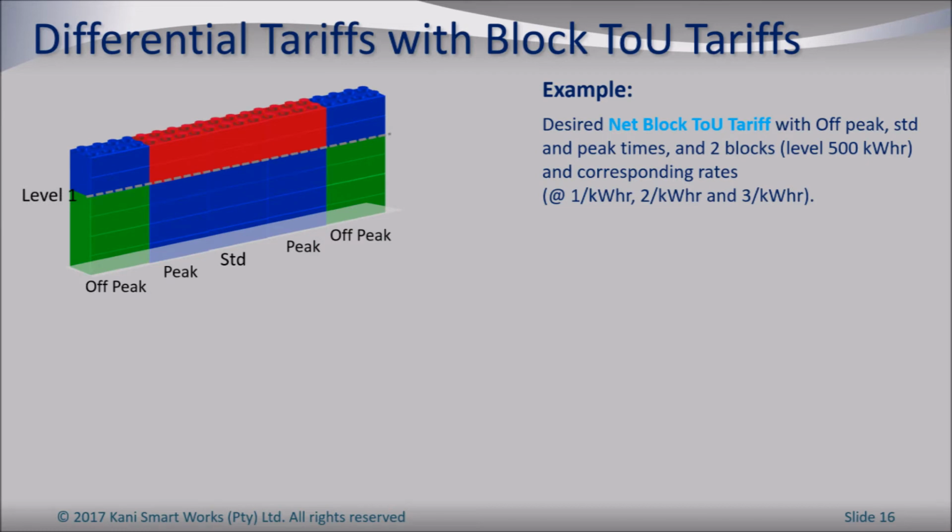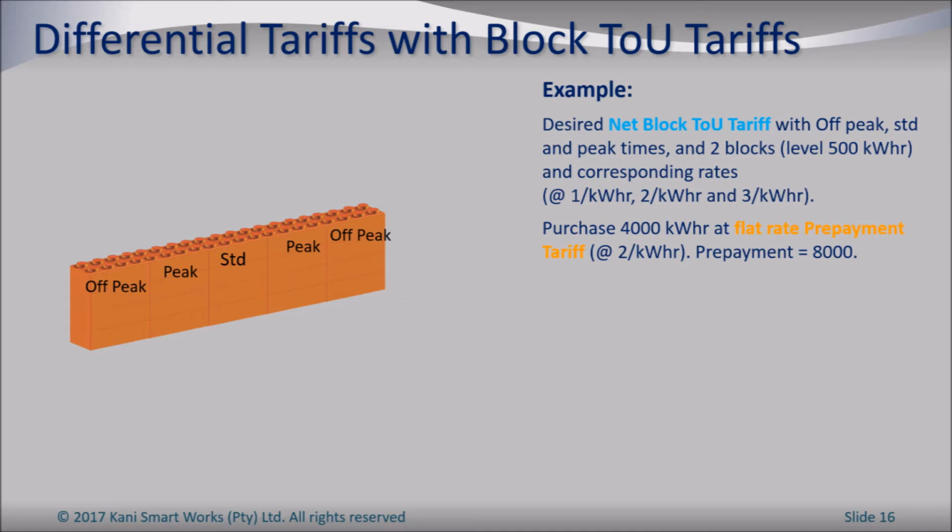Again, using an example, if the desired net block time of use tariff has off-peak, standard, and peak times with 2 blocks, just to keep it simple, therefore a level of 500 kWh, and the corresponding rates again of 1, 2, and 3, assume now that 4,000 kWh are purchased by the consumer at the time of prepayment, at the prepayment flat tariff of 2 per kilowatt hour. That would be a prepayment of 8,000.